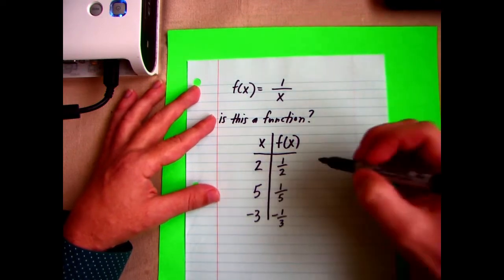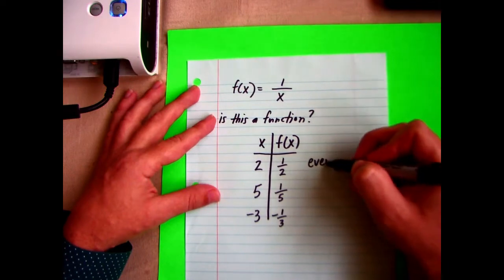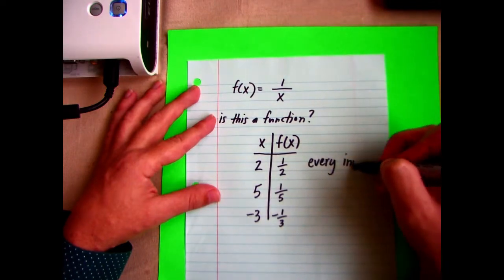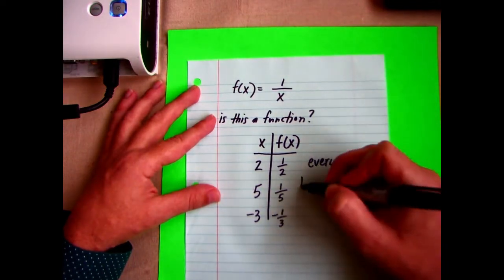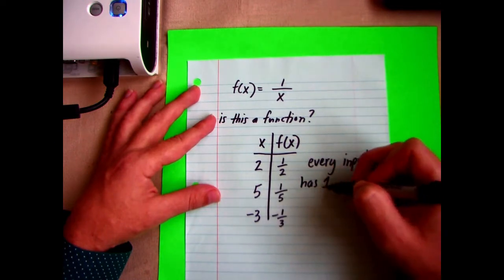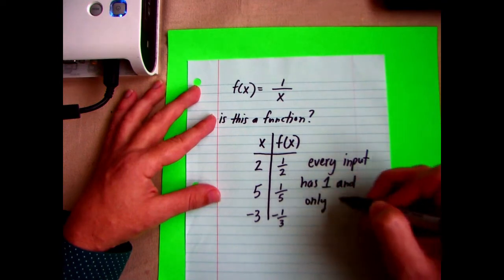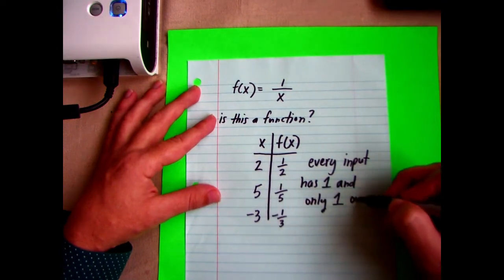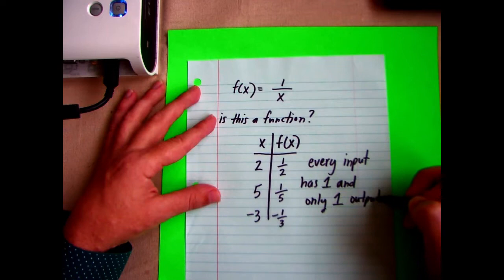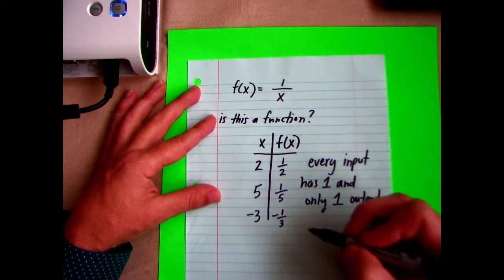Each of these inputs have only one output, right? So every input has exactly one and only one output. That was our rule, our definition for functions. So this is definitely a function.